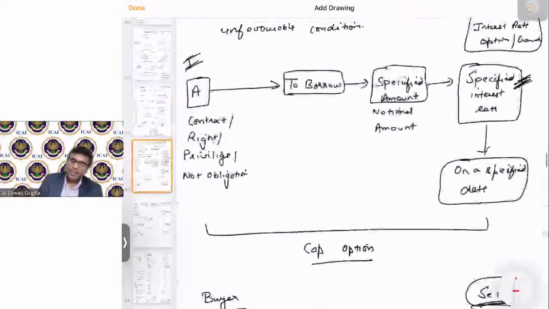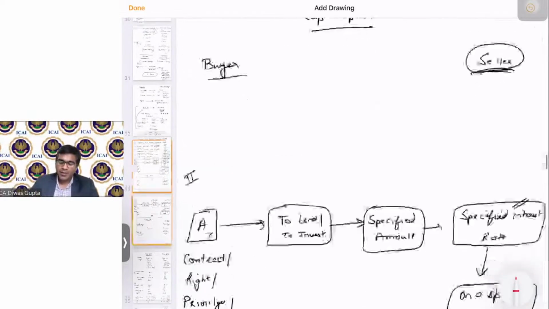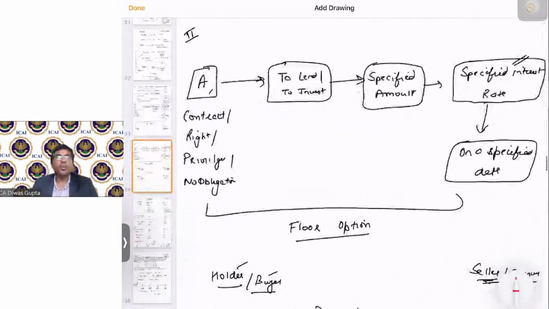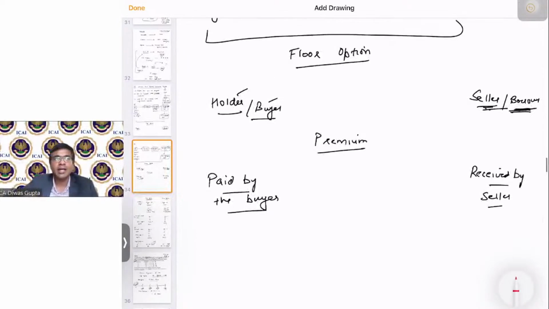Cap option, we said that it is for those people who want to borrow and it will put a cap on the interest that would be paid. That is a cap option. Floor option is for the people who want to invest, and it will act as a guarantee on the minimum payment that is required to be paid. So as an investor, the minimum expectation I can have is at least the floor option price.